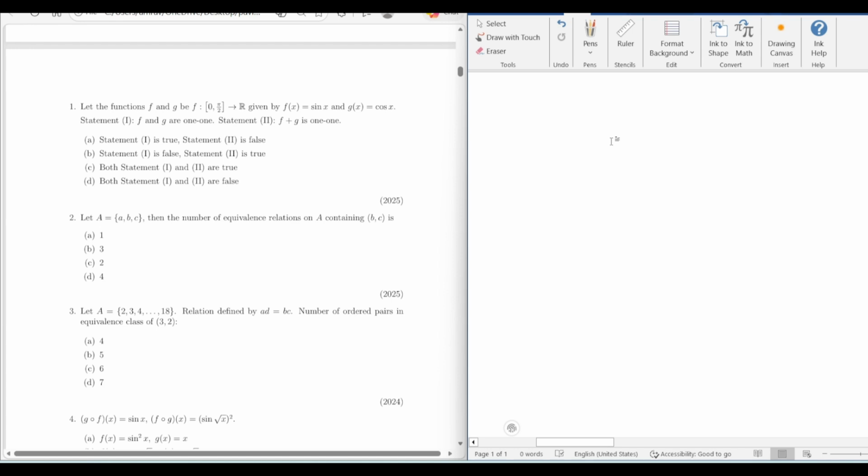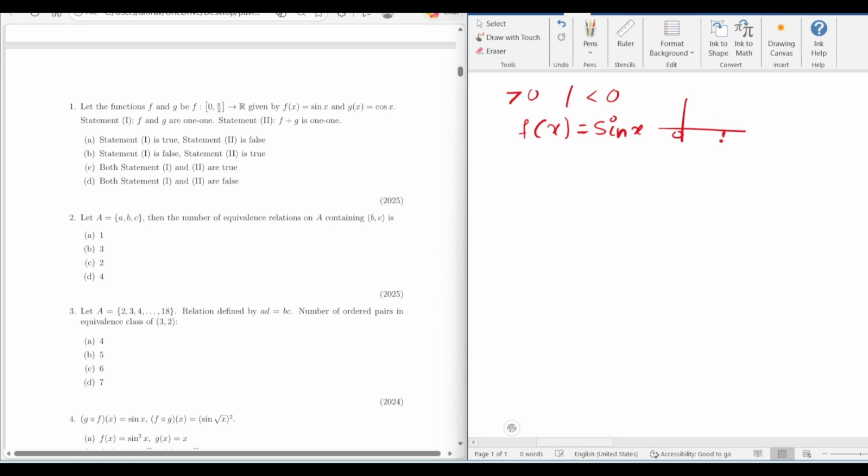So in order to understand this question, remember this short trick, test for 1-1. So if any function is strictly increasing or if it is strictly decreasing in a given domain, then we tell that the given function is 1-1. For example, if I consider the function f of x is equal to sin x. Now the given domain is 0 comma pi by 2.